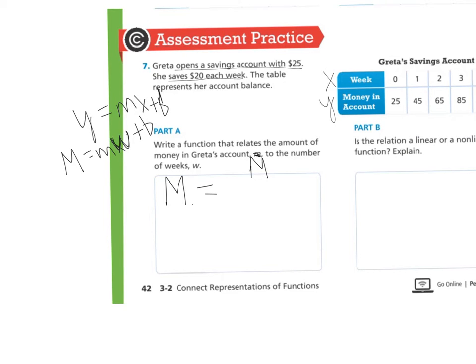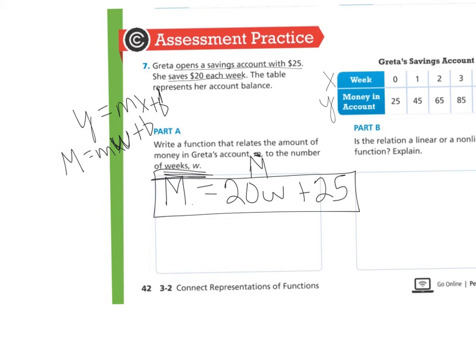20, yeah. It's changing by 20, so 20 is going to be like our slope. And you don't have to think of it this way, but this is just relating it to what you guys have done. $20 times how many weeks? That would tell us part of this. And then plus what? Right, plus the 25 she started with. That's our y-intercept. That's our starting amount. So $20 times how many weeks plus the 25 would be the function.